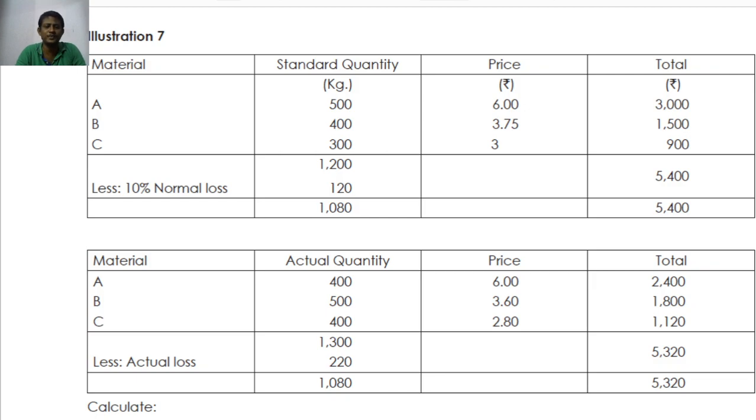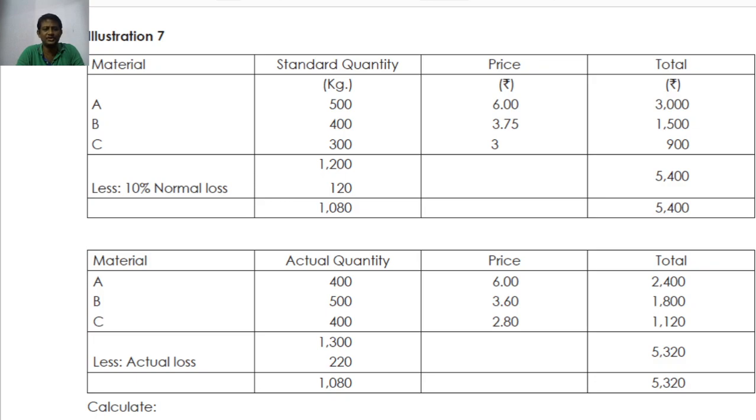You should not get confused by seeing loss given, about which one we have to take and which one we have to calculate. The point is, for material actually used and material standard, whatever it is, we have to take it before loss, for working purpose.